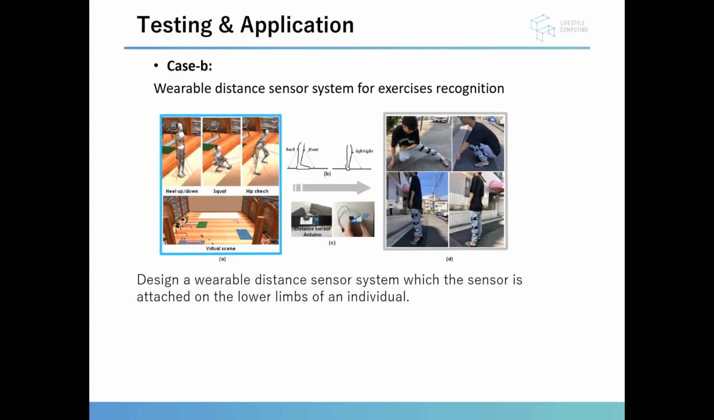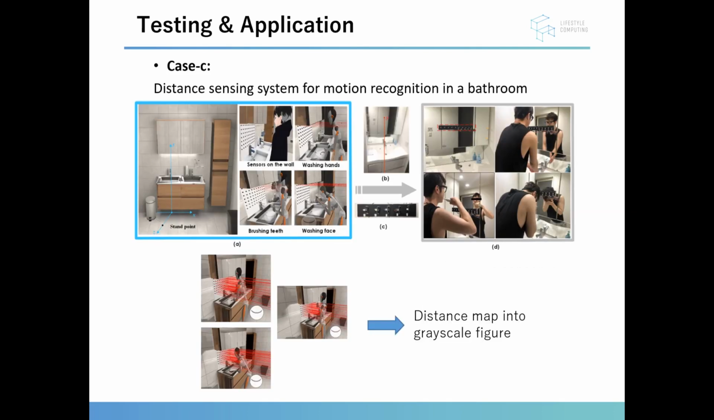The second case is the variable distance sensor system for exercise recognition. We can design a variable distance sensor system where the sensor is attached on the lower limbs of an individual. We apply 3 different exercise motions: heel up and down, squatting, and hip stretch. We use the real distance sensor to recognize the real activity via the classifier trained by the simulation data in the virtual environment.